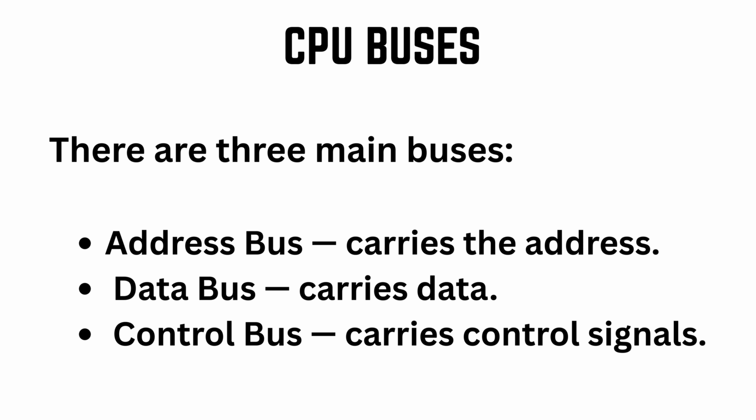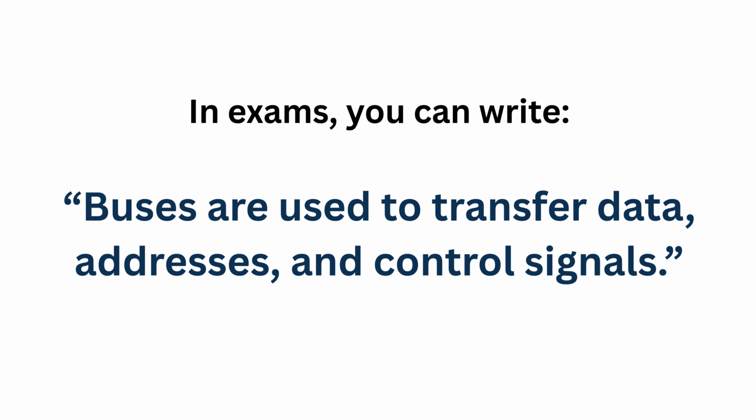To move information, the CPU uses buses. Think of buses as paths connecting the desk and the cabinet. There are three main buses: address bus, data bus, and control bus. In the exam, write buses are used to transfer data, addresses, and control signals.